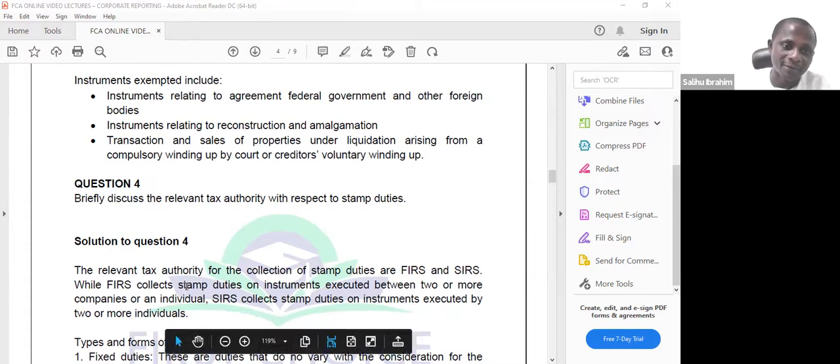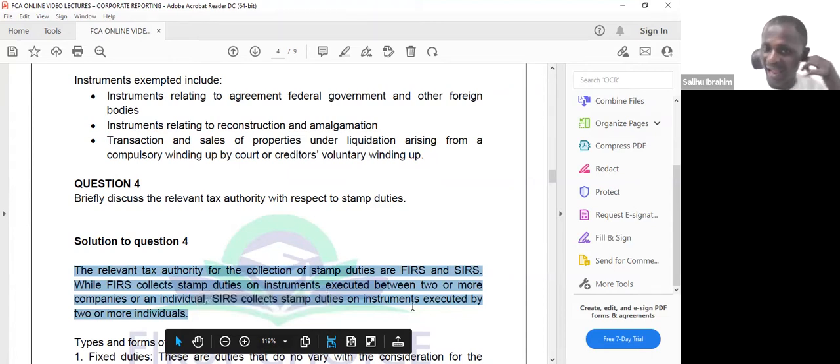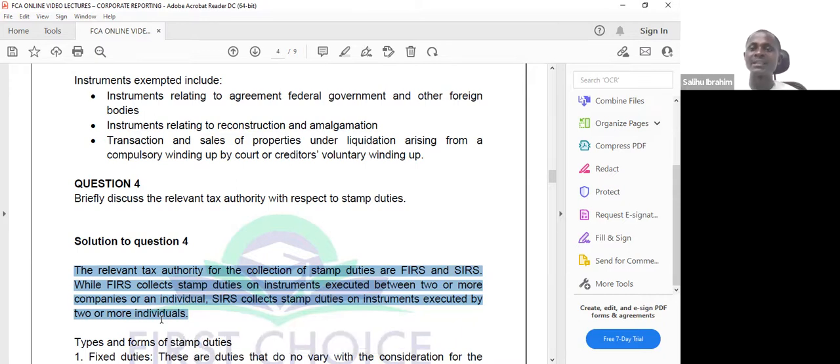So that's about that. You can see the relevant tax authority, going by what I have here, the relevant tax authority for the collection of stamp duty are FIRS and SIRS, State Internal Revenue Service. While FIRS collects stamp duties on instruments executed between two or more companies or an individual, SIRS collects stamp duties on instruments executed by two or more individuals. Can you see that? So, an instrument emanating between two or more companies is FIRS. An instrument emanating between one company or more companies and individuals is still payable to FIRS. The only one that goes to SIRS is the one between what? Between two or more individuals.